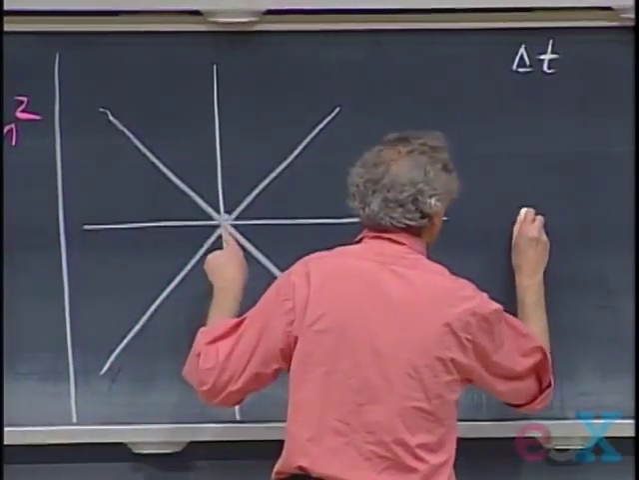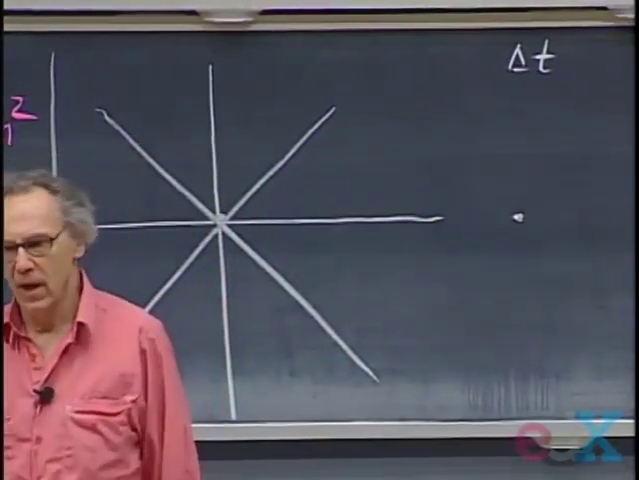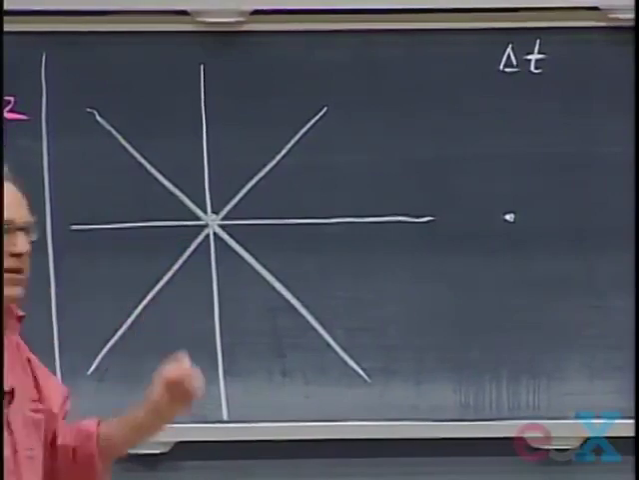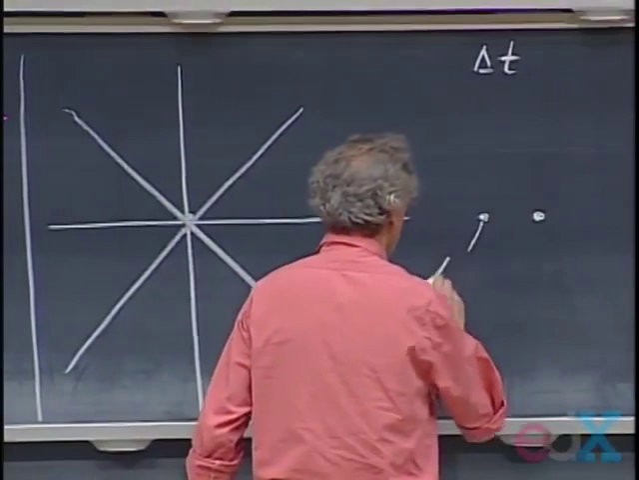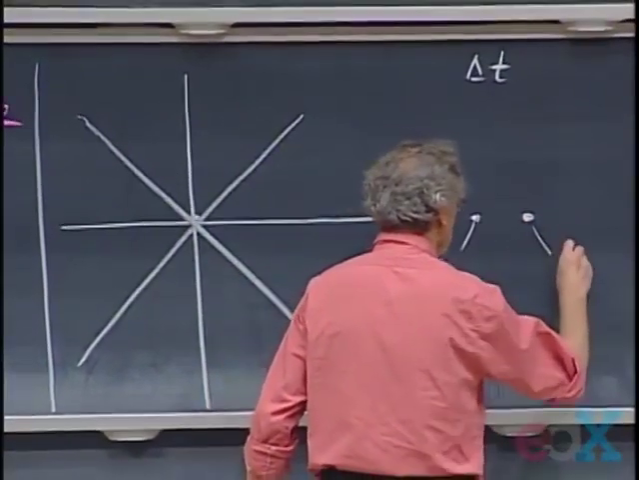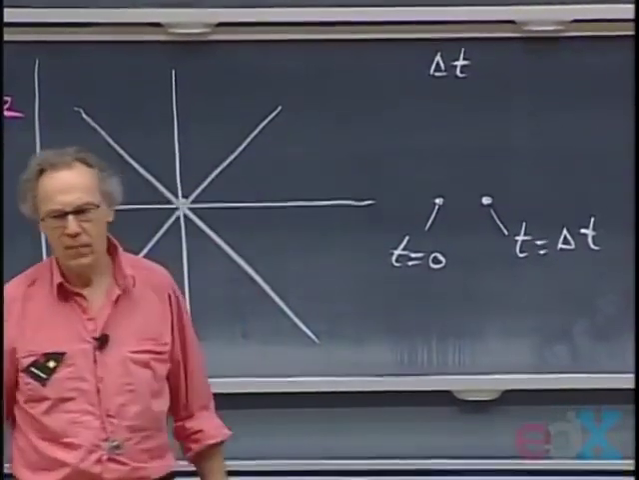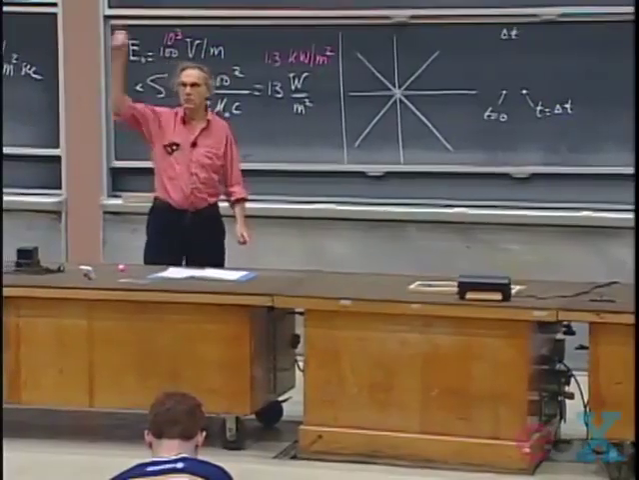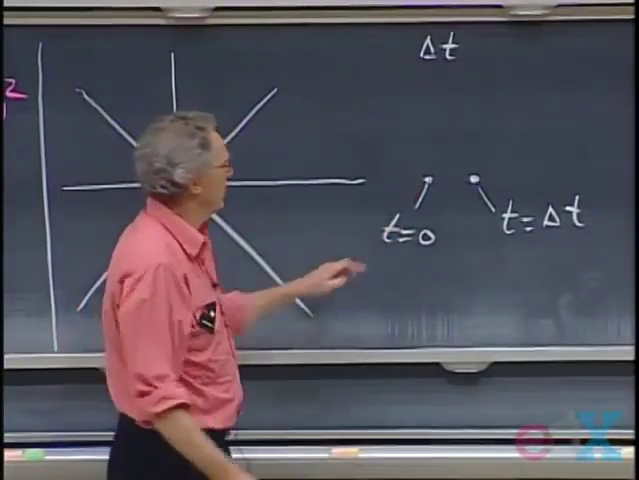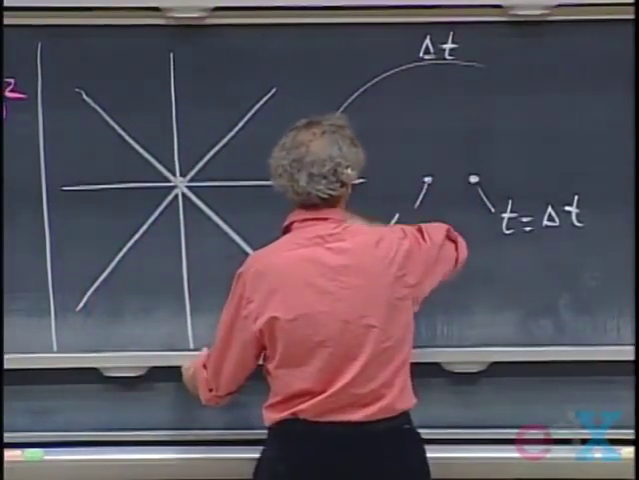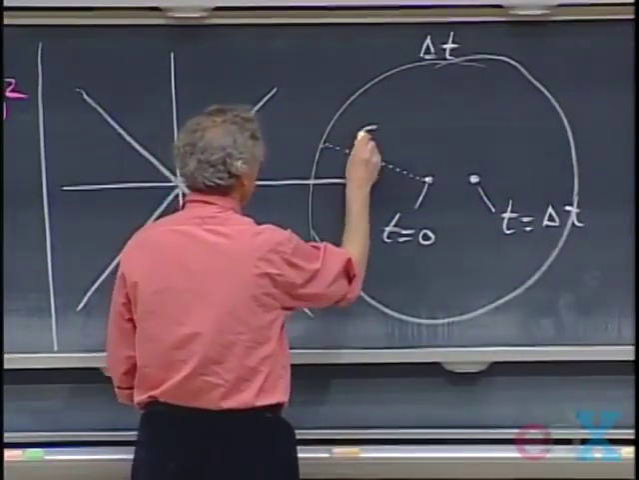I redraw this. This point is the same as this point here. I accelerate it, and delta t seconds later, it happens to be here. So this is t equals 0, and this is t equals delta t. And now I'm going to draw a circle, it should actually be a sphere, three-dimensionally, about this point. And here is that sphere. And this sphere has a radius c delta t.